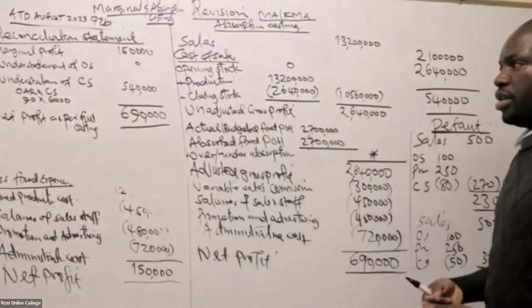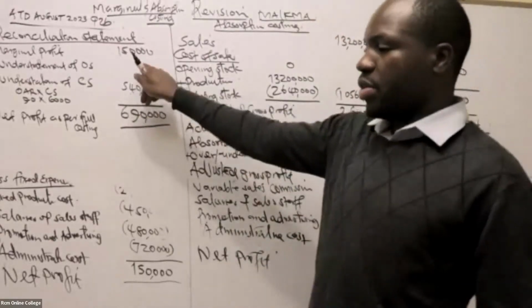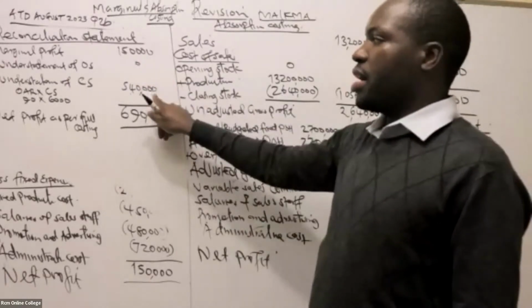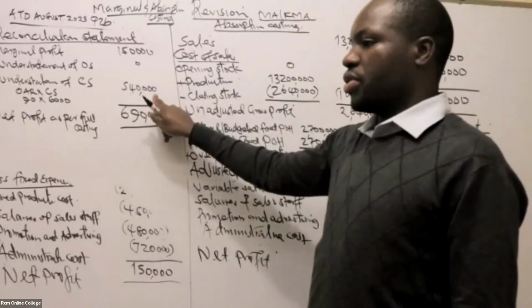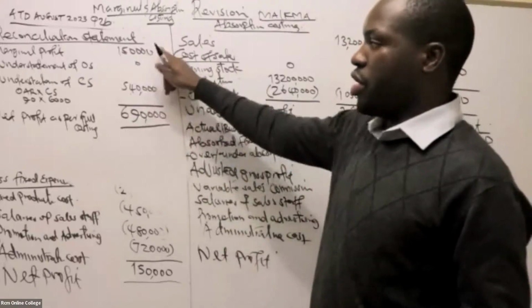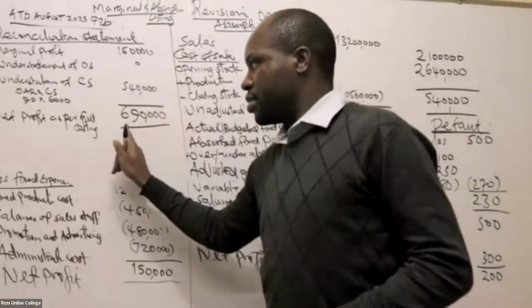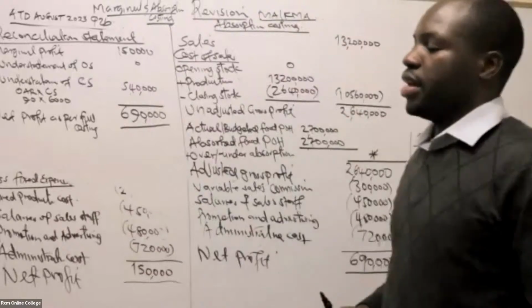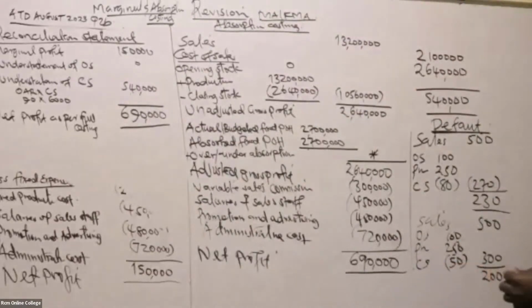Right? So that's what we did. We deducted understatement of opening stock. We add back the understatement of closing stock to get back to the real profit. When you do that, we can see here clearly that the accounts are actually reconciling.